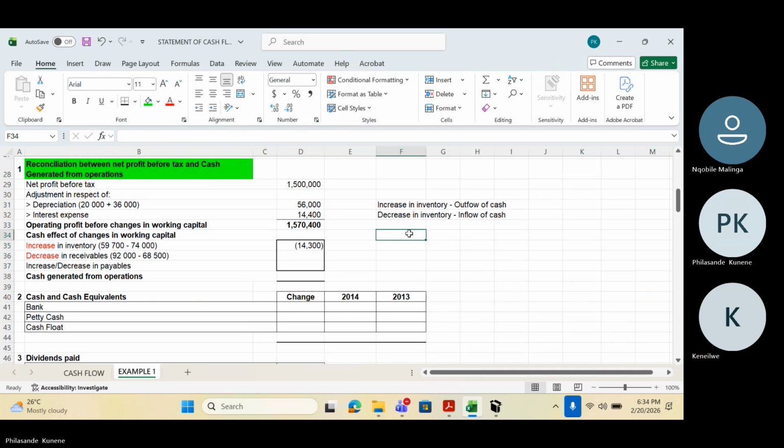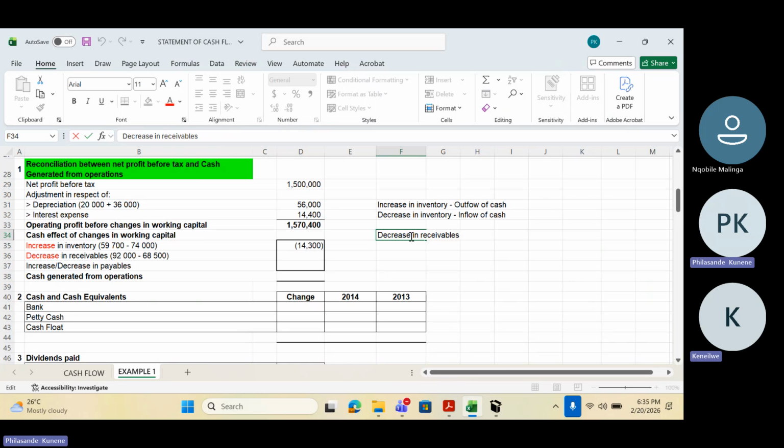Outflow. Why are we saying it is an outflow? Because you're receiving less money. It is an outflow because we're receiving less money. You're receiving less money, but it's an outflow, but you're receiving something. Does it make sense? You're receiving money, but it's less.